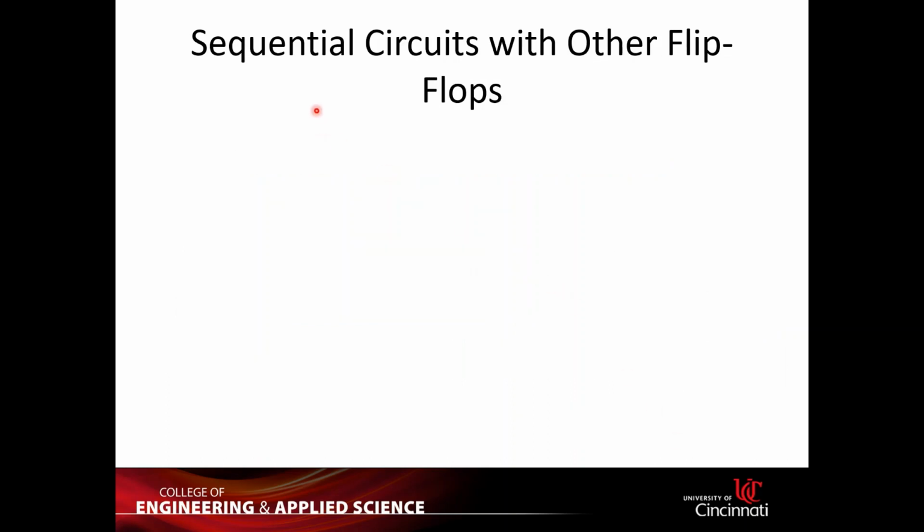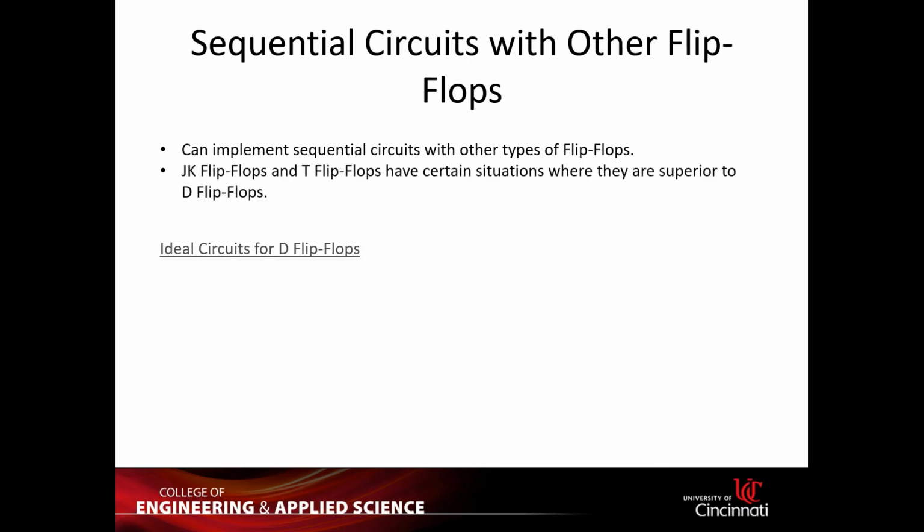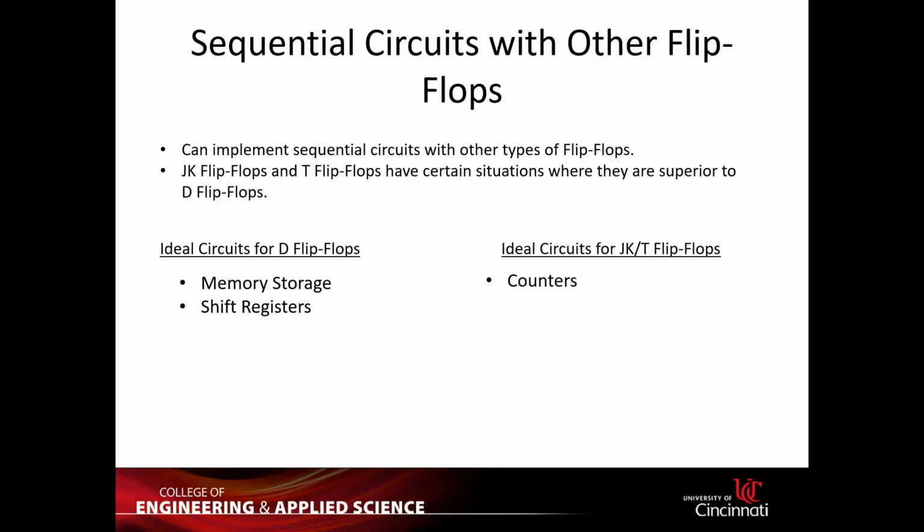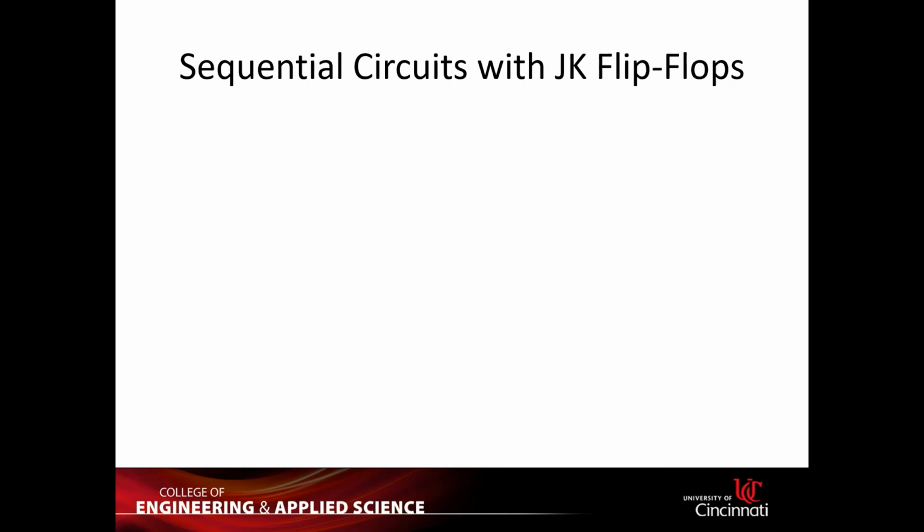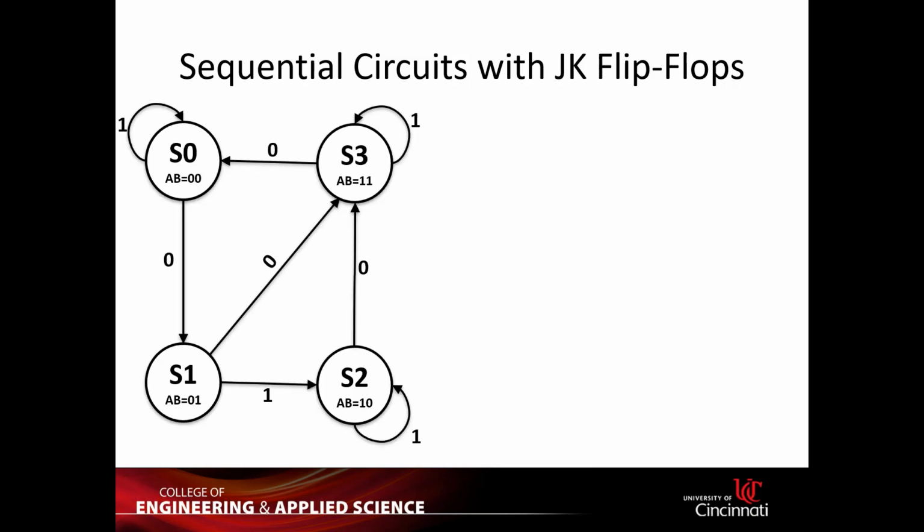Okay, so next, we have been dealing with D flip-flops a lot. Next we will go through how to make a sequential circuit with other types of flip-flops, which are the JK flip-flop and T flip-flop. For the D flip-flop, we can use that as memory storage, shift registers. But JK or T have other functions. You can use them for something like a counter, or a circuit where you want the output to toggle back and forth. So we will start with learning how to design a sequential circuit for the JK flip-flop.